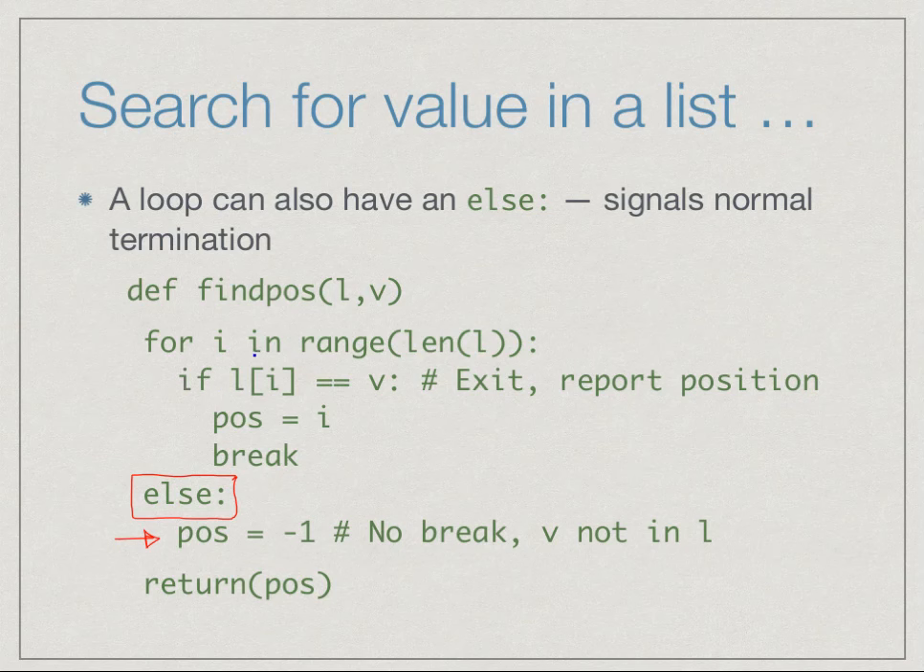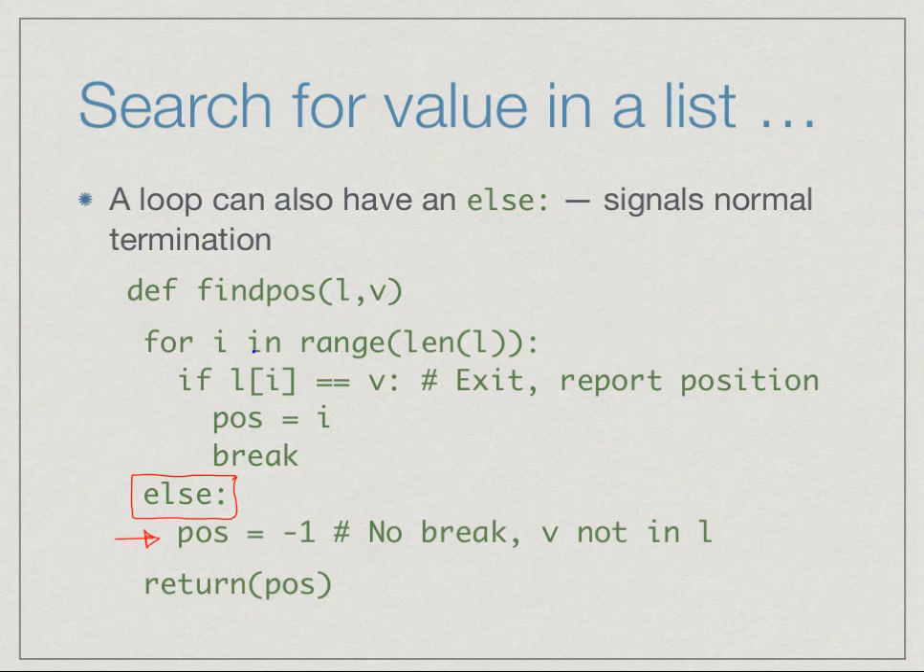So if you see an else attached to a for, and it could also be attached to a while, it means that the while or the for terminated in the natural way. Either the for iterated through every value that it was supposed to iterate through, or the while condition became false. If it was, on the other hand, aborted by a break statement, then the else will not be executed.